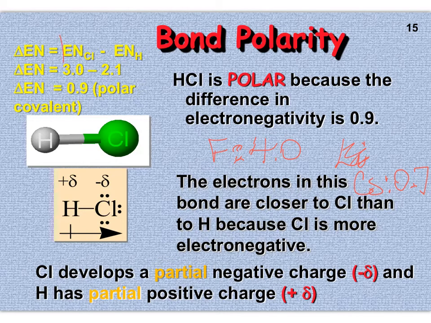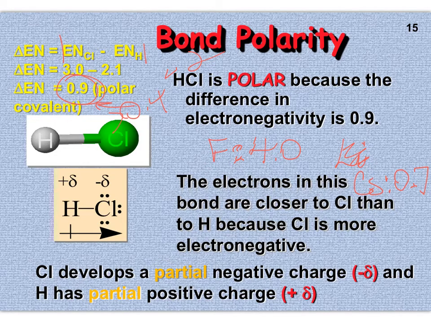You would take the difference in the 2 electronegativities to figure out the polarity of the bond. Then you have to remember your ranges. Okay, do you remember where 0.9 falls? That falls within the polar covalent bonding, which I think was greater than 0.4 and less than 2.